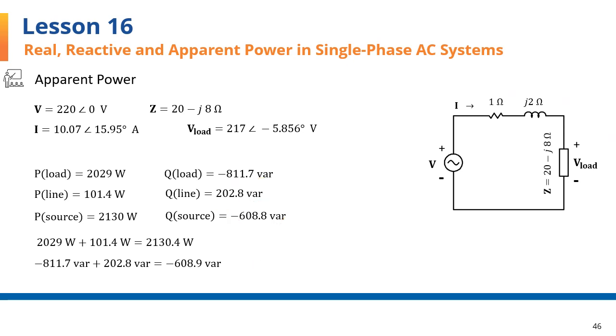The fact that capacitive loads generate reactive power and deliver it to the circuit is used in correcting low power factor of inductive loads by placing capacitors in parallel with them. I'll cover power factor correction in part 3 of the AC power series of lectures under lesson 17.